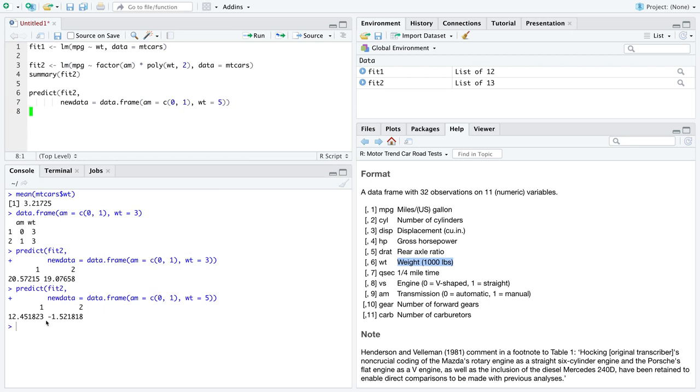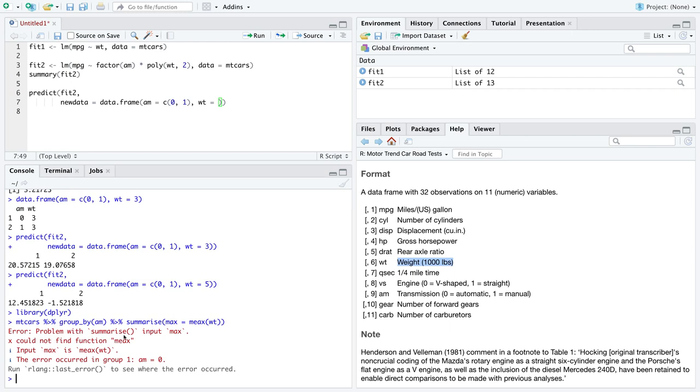Now, it turns out our model isn't actually that accurate. Here is a negative prediction for miles per gallon for manual transmission cars that weigh 5,000 pounds. Okay, so maybe the issue is, oh, are you guys ready? I just decided to go on the fly. Let's get really clever. So we can go mtcars, and let's group by am and then summarize by calculating the max of weight. Oh, whoops, I spelled max wrong.